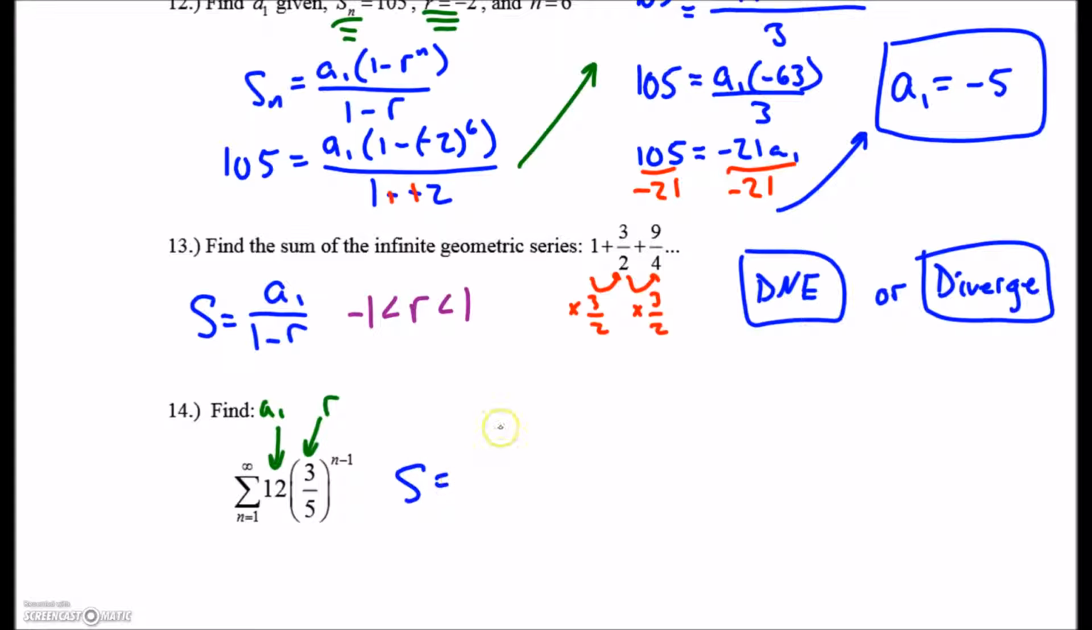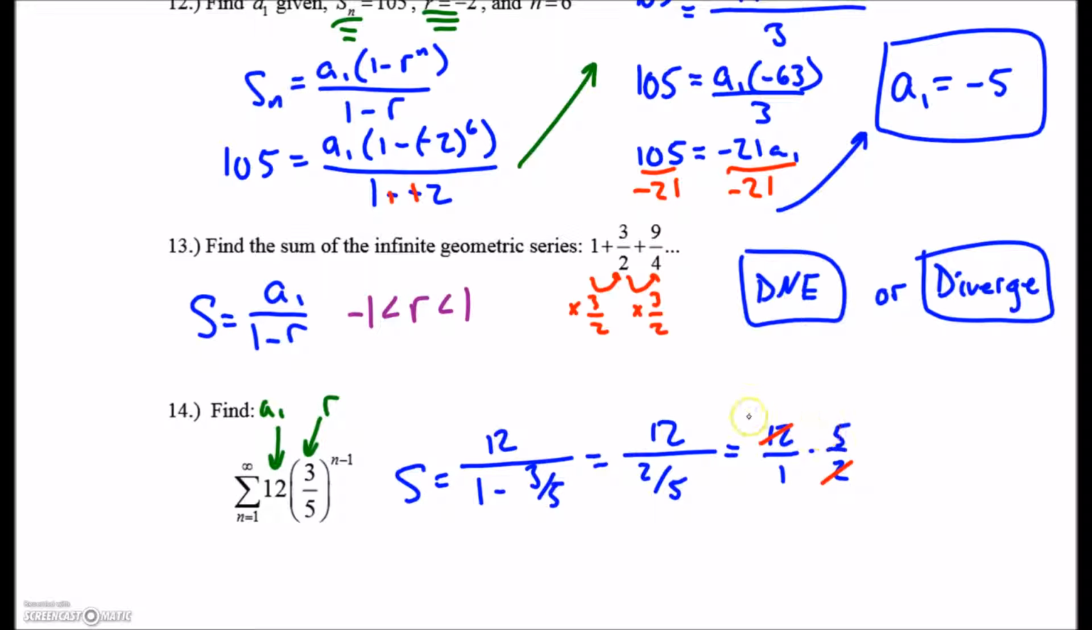So I do s equals, that's going to be a sub 1, which is the 12 over 1 minus 3. Sorry, 3/5. I think I said 3/2 earlier, but 3/5. And so now it's just a matter of plugging away here. 1 minus 3/5 is going to be a 2/5. And now dividing by a fraction is the same as multiplying by the reciprocal. So instead of having 12 divided by 2/5, I'm going to have 12 times 5/2. And now from here, I just need to simplify.